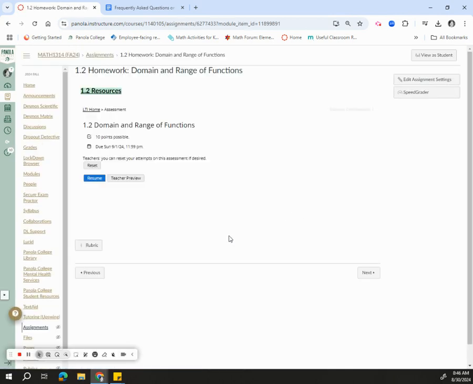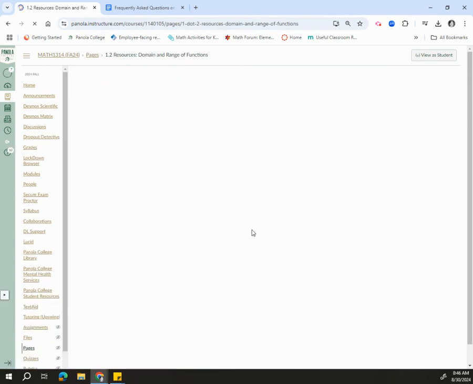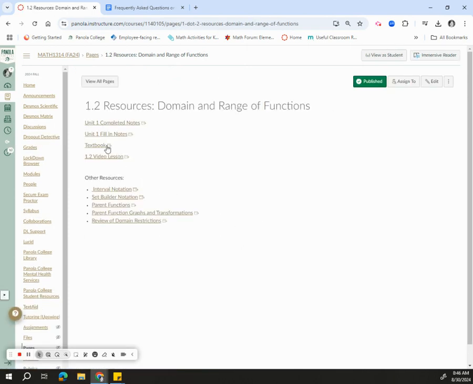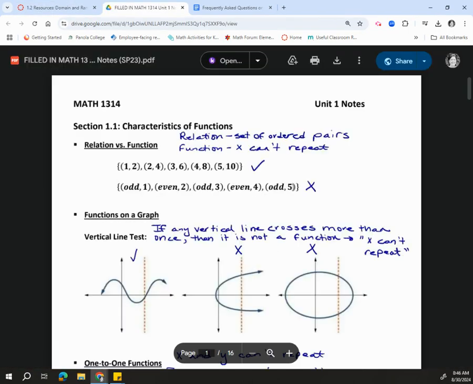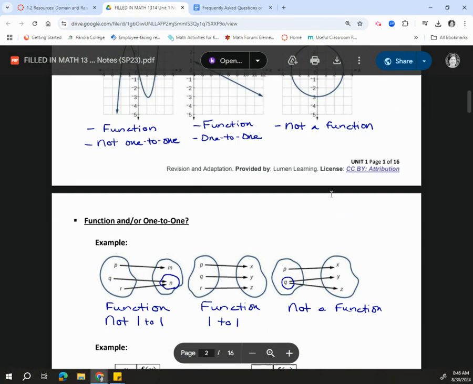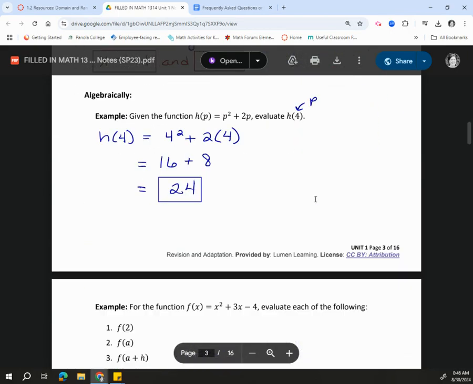So let's pretend I've been absent, or I just newly was added in. Right here in green, it says 1.2 resources. So I click on this and it gives me a lot of options. It has the completed notes for all of Unit 1. So here's all of the Unit 1 notes.